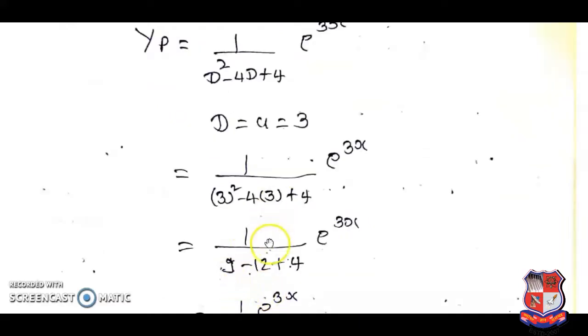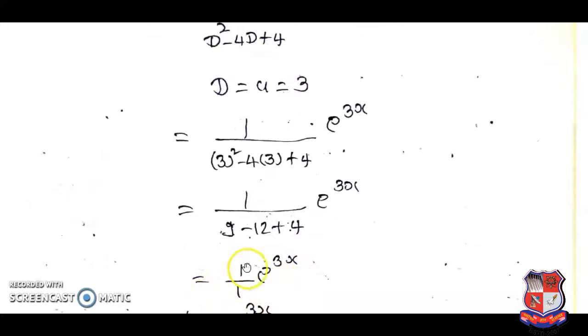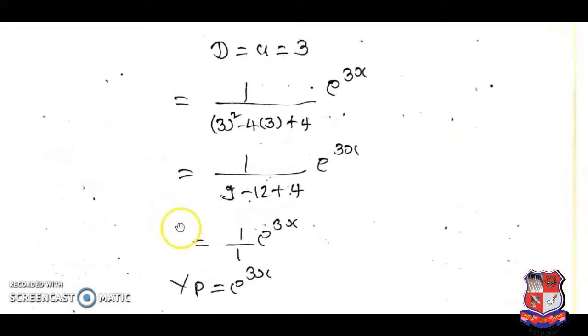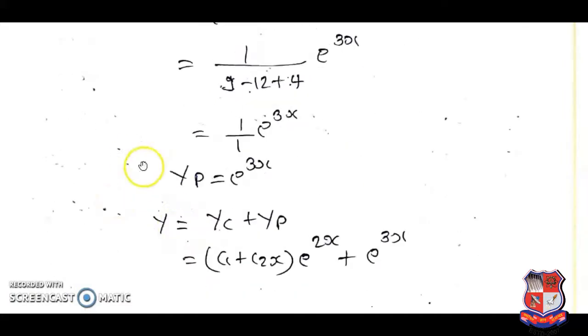3 square 9, 4 threes 12, plus 4, e raised to 3x. 9 plus 4 is 13, 13 minus 12 is 1. So 1 by 1, e raised to 3x. So yp equal to e raised to 3x. So y equal to yc plus yp, so CF solution plus PI solution. So this is the solution. Whenever the right side is not equal to 0, then we also find CF and PI.